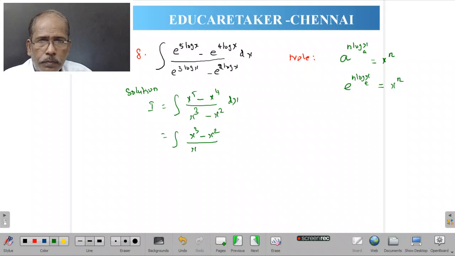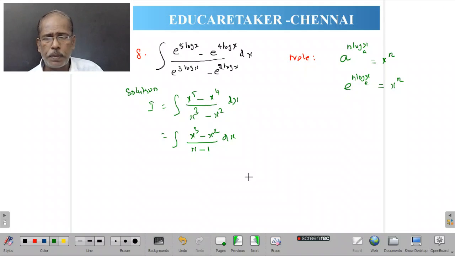This is a kind of improper integral. Why? The exponent of the numerator is 3 and the exponent of the denominator is 1. So this is an improper integral.